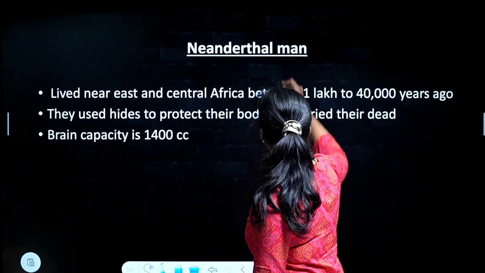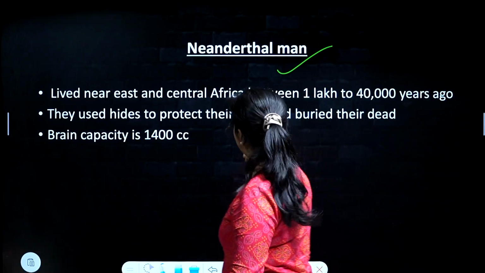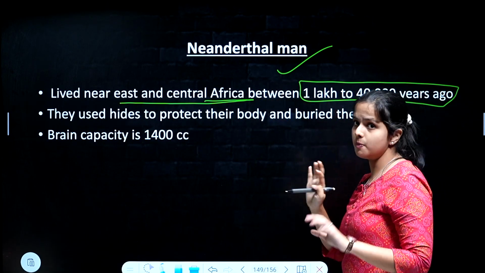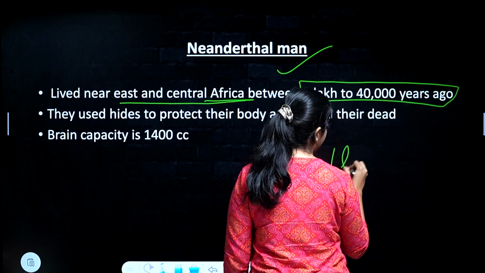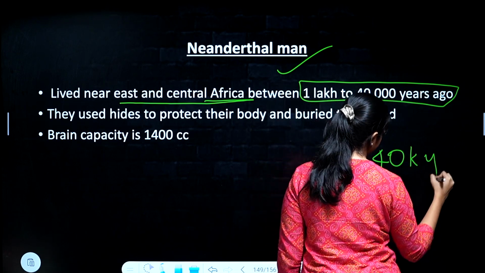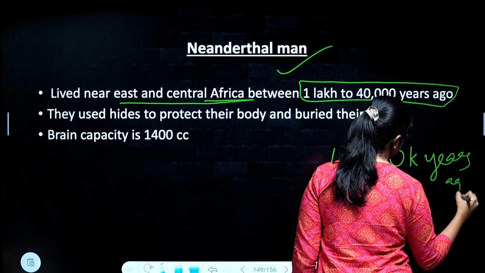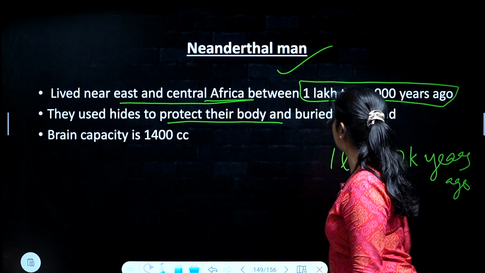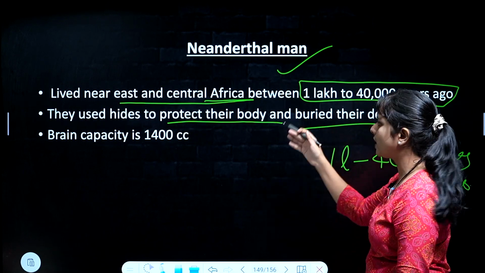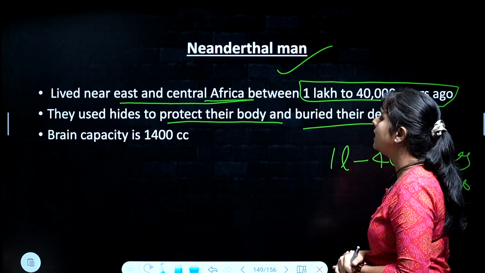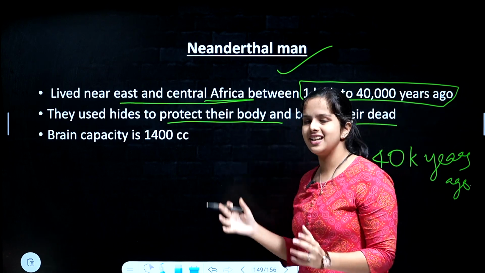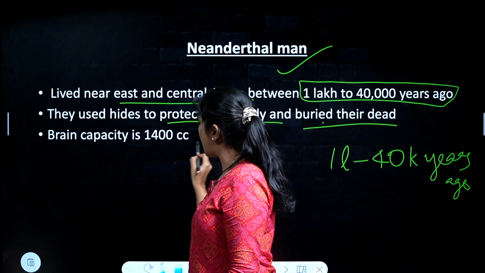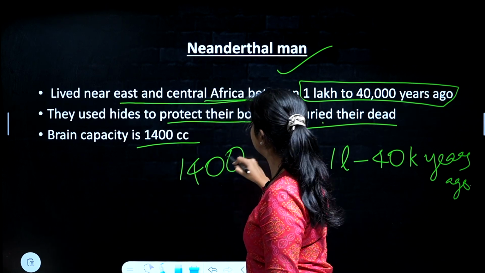And then moving on, you have the Neanderthal man. Okay, they also lived in Central and East Africa between 1 lakh to 40,000 years ago. So this is not million, this is not billion, this is just 1 lakh to 40,000 years ago. Okay, so I hope that's clear. And these people actually started to protect their body, and they buried their dead. So these are two important points that you have to remember in Neanderthal man. Neanderthal man actually started building shelters and started living inside the shelters, and they also buried their dead. They have a high brain capacity of 1400 cc.